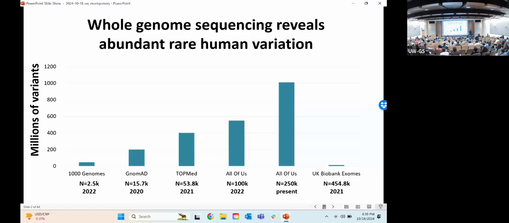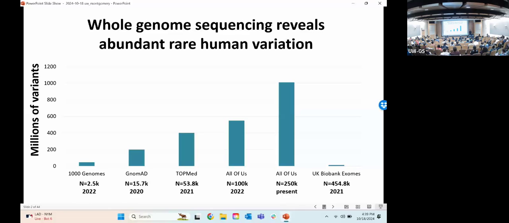If you go from the 1,000 Genomes, where there are 2,500 people, you're seeing on the order of 50 million variants, all the way up to the recent version of All of Us, which is looking at 250,000 individuals now, where you have over 1 billion variants. If you imagine the size of the genome is only 3 billion base pairs, we're effectively seeing an enormous amount of variation across the genome. And we might get to the point where all non-embryonic lethal variation has been surveyed or reported.